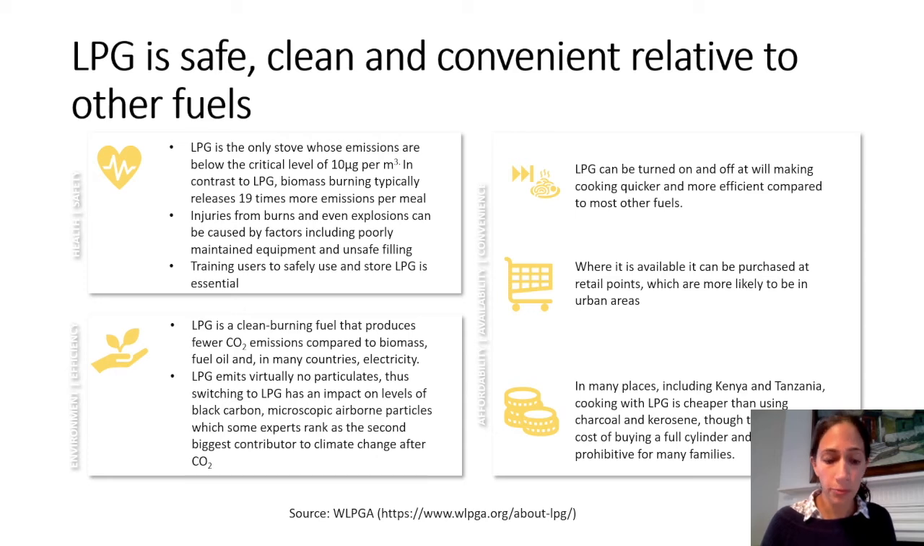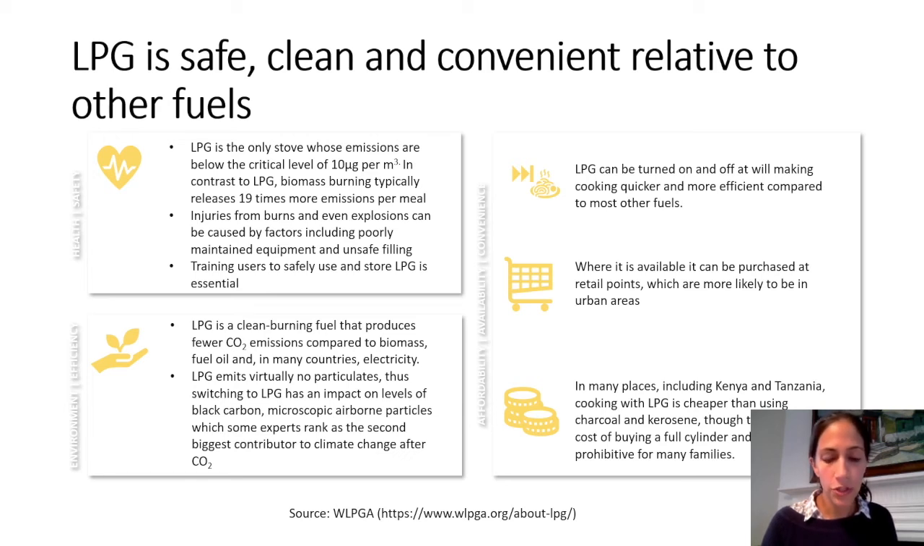LPG has a strong global supply chain and is a primary cooking fuel for many in the developed and developing world. LPG is very convenient. It can be turned on and off at will, making cooking quicker and more efficient compared to other fuels. Where available, it can be purchased at retail points, which are more likely to be in urban areas. Not all countries have the infrastructure to import and distribute LPG easily and efficiently.